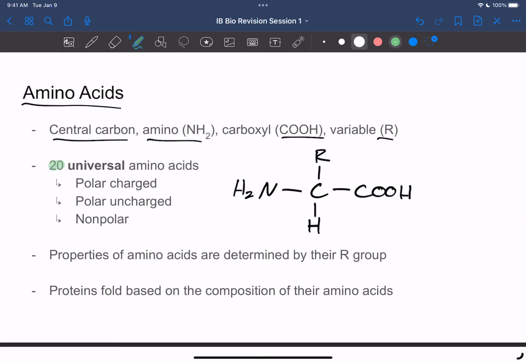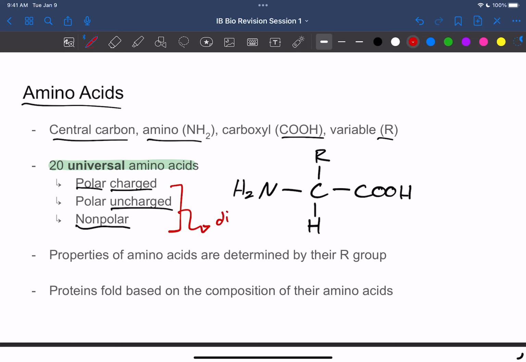New information. There are 20 universal amino acids present literally in every living thing, pretty much. And they are separated into different categories. So they can be polar, and in the polar category, we can have charged or uncharged. And then we can have non-polar. So there are lots of different classes, lots of different kinds of amino acids you can have, and thus different interactions.